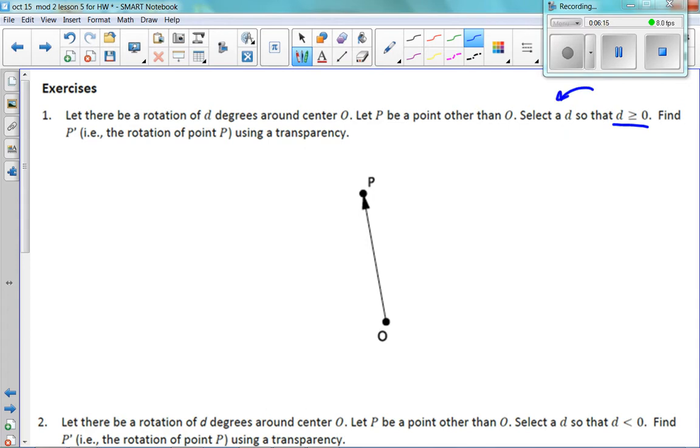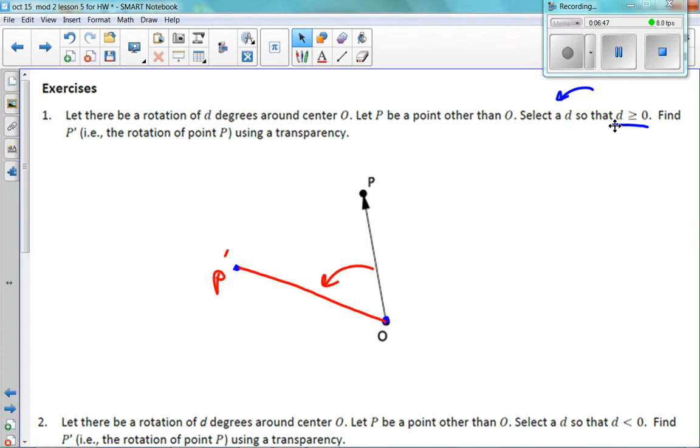So you put your transparency on top of this figure, put a point at O, put a point at P, and now rotate it so that you're moving in a positive direction. Your degree is positive. So I'm going to move point P in a positive direction. You can move it any way you'd like, and I'm going to now connect these 2 points, and this is called P prime. Notice we went in a counterclockwise direction.